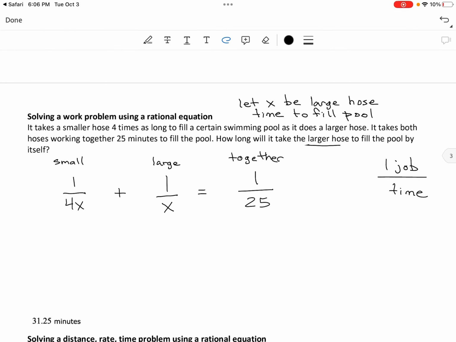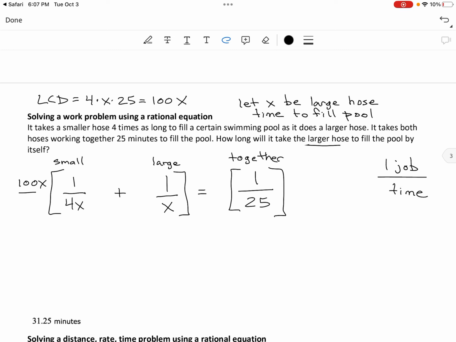Again, if we want to clear the fractions, we can do this where looking at the denominators, we've got a 4, an x, and a 25. So the least common denominator would be, you can think of it as 4 times x times 25, which would be 100x. And so we can take our left side, we can take our right side, and we can multiply it all by 100x. And there's other ways to do it. This is just trying to use something that I've used, strategy wise, in other instances.